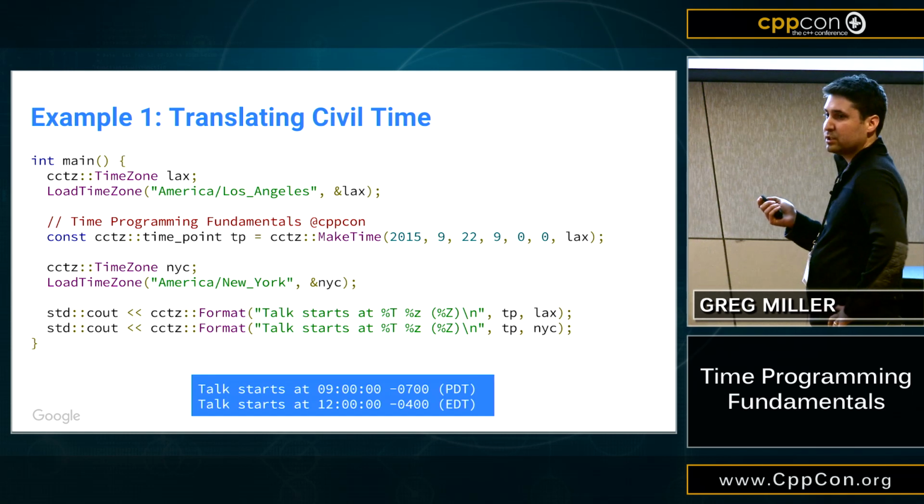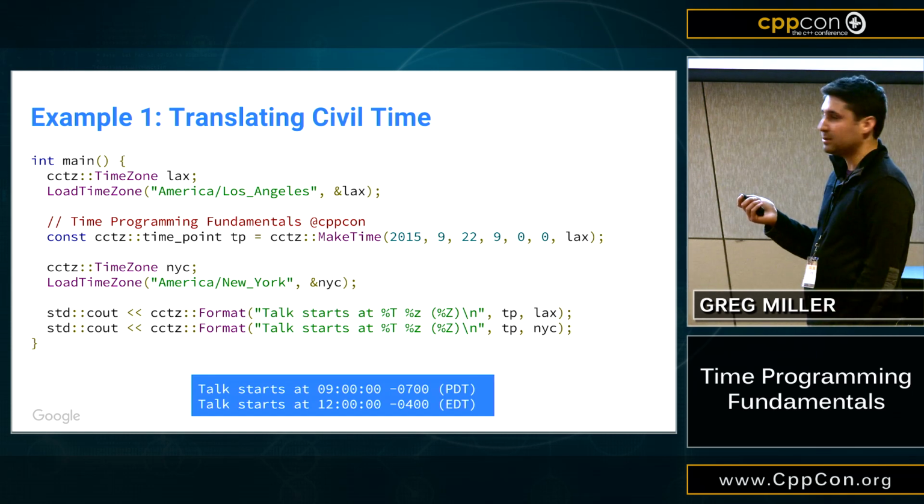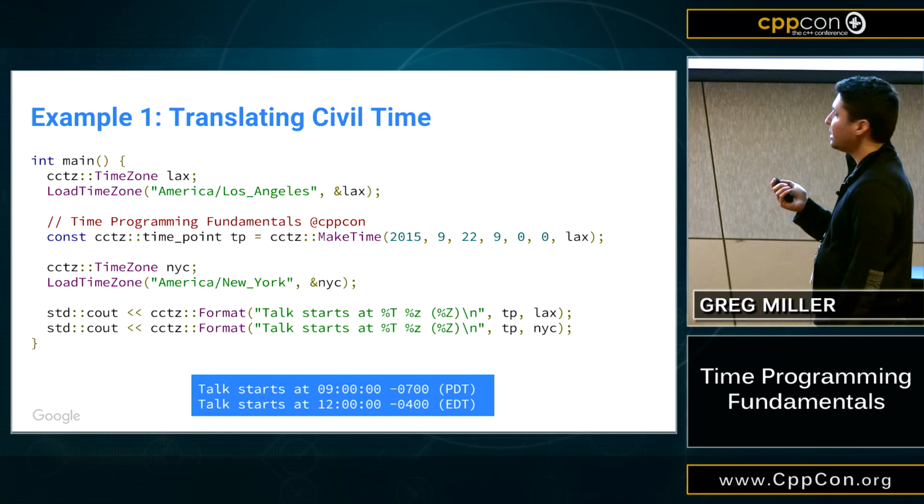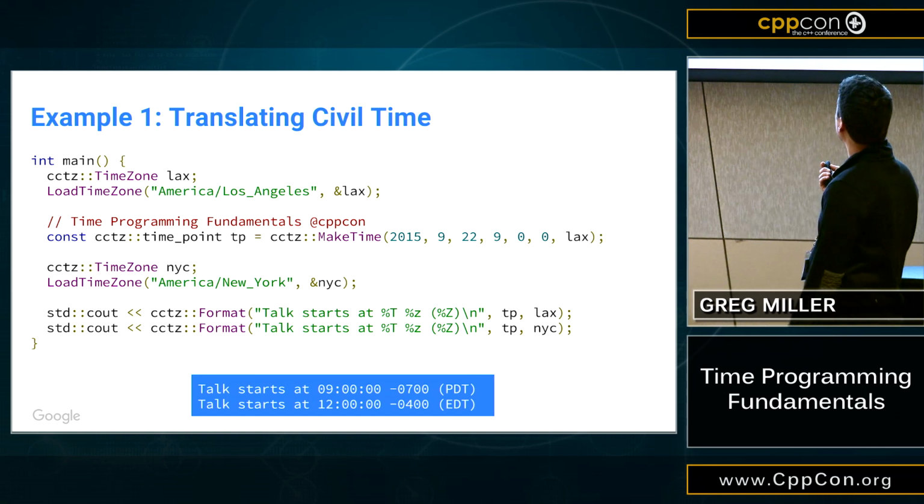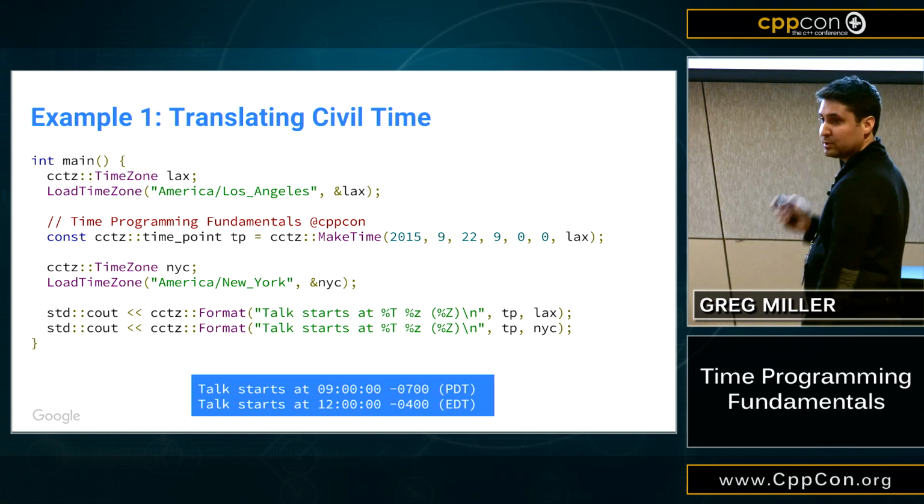Now this time zone object is actually really, really small. It's about one word, and you can pass it around by value. All the types in here are little value types. So we're going to just load this up. Then we're going to call make time. We're going to get the absolute time for when this talk started. We're going to say make time 2015, September 22nd at 9 a.m. That's when this talk started in this time zone.